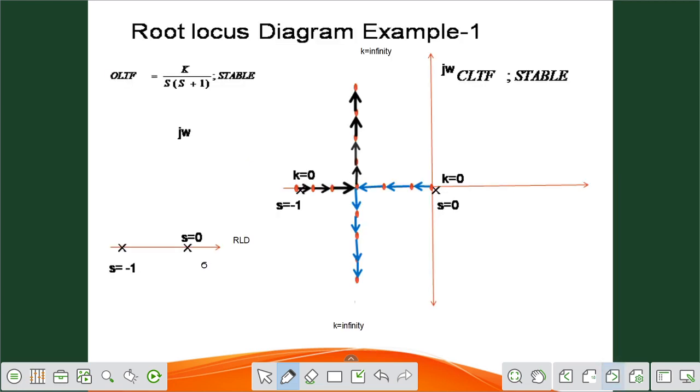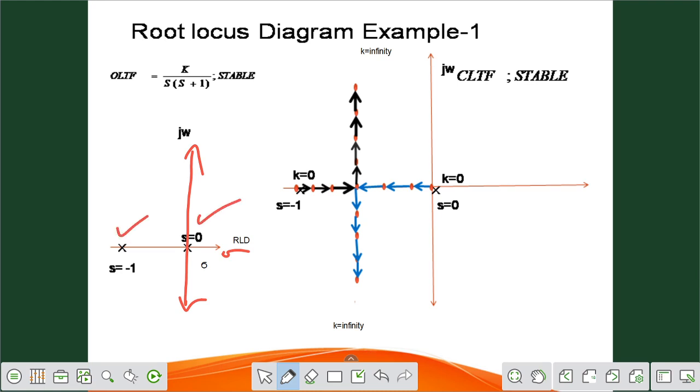Okay. Basically, I'm talking about the open loop transfer function from the previous examples I have taken. So I'm not explaining how this root locus diagram is formed; I will explain that it will look like this. The root locus diagram will look like this. This is the imaginary axis, this is the root locus diagram, and this is sigma. Open loop poles are represented by s equal to 0 and s equal to -1.